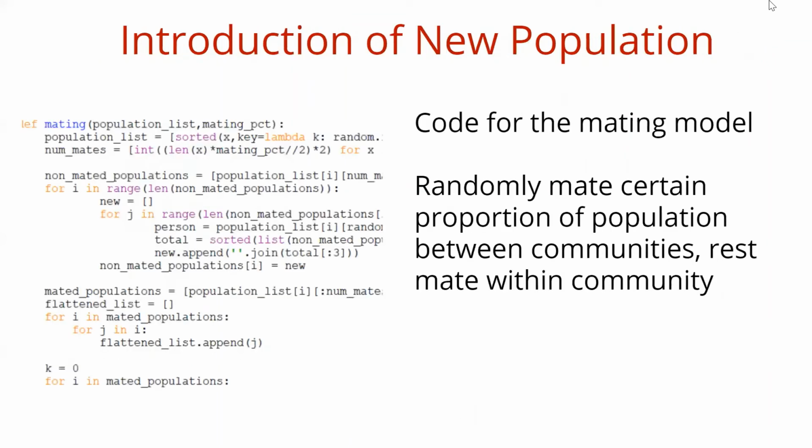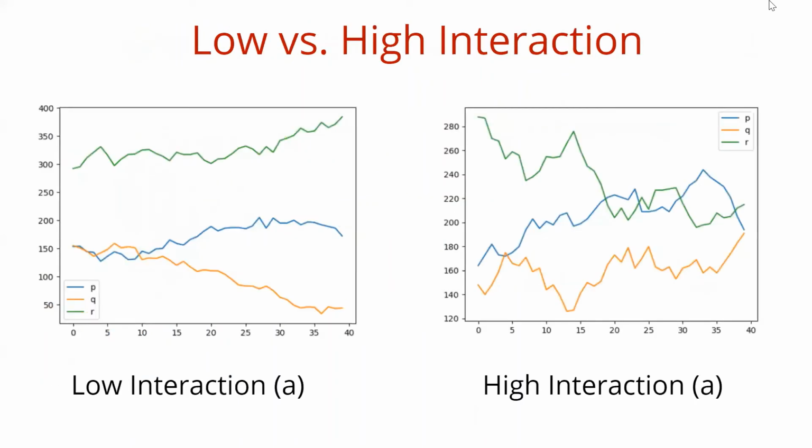Then we model this using a Python simulation to model these interactions and to see the change in allelic frequency over time. What we want to see is how different parameters affect the allelic frequency over time. We see that when there's a high interaction rate, aka when the value of A is very high, there's much more fluctuation in the allelic frequency, which means there's much more fluctuation in how the community handles conflict.